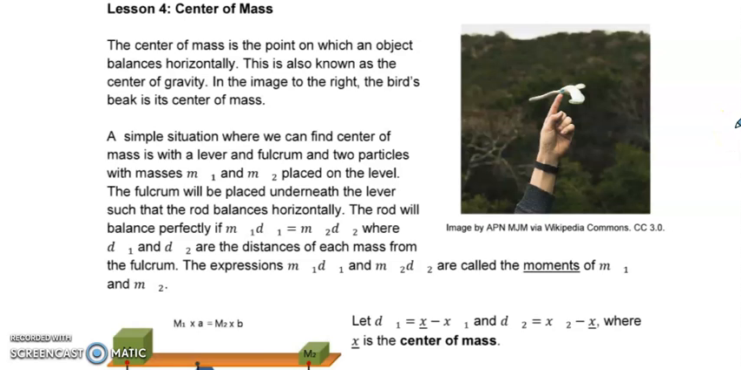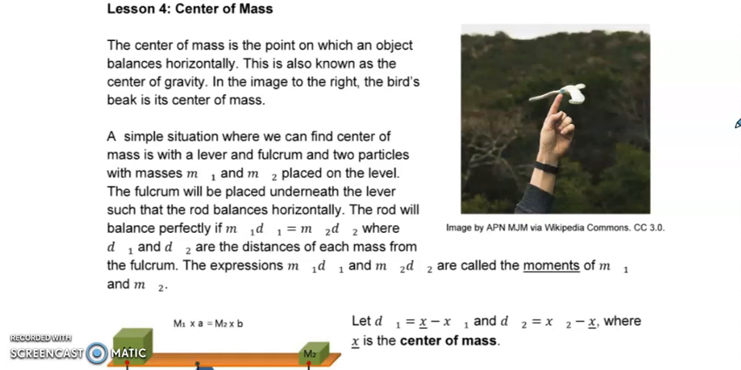All right, in this lesson, we are going to discuss the center of mass. And the center of mass is just the point on which an object can balance horizontally. So it evenly distributes its weight, so it won't go toppling off a pinnacle or a point. So in this picture, you've got the point being the person's finger, and then you've got this bird's beak, happens to be the center of mass.